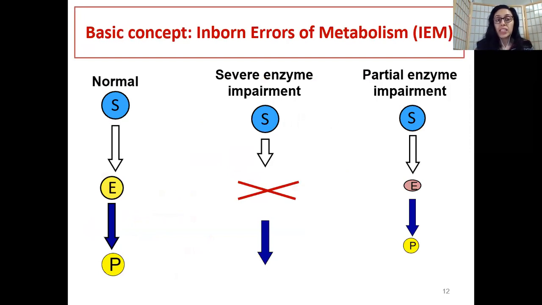Guys, this is the basic concept of inborn error of metabolism. You have a substrate, and think of your substrate as phenylalanine. Then you have the enzyme for it, phenylalanine hydroxylase, and you have tetrahydrobiopterin as well. You have both of these in sufficient amount. If you do, then phenylalanine is easily converted to tyrosine in the body, because you have enough enzyme and cofactor.